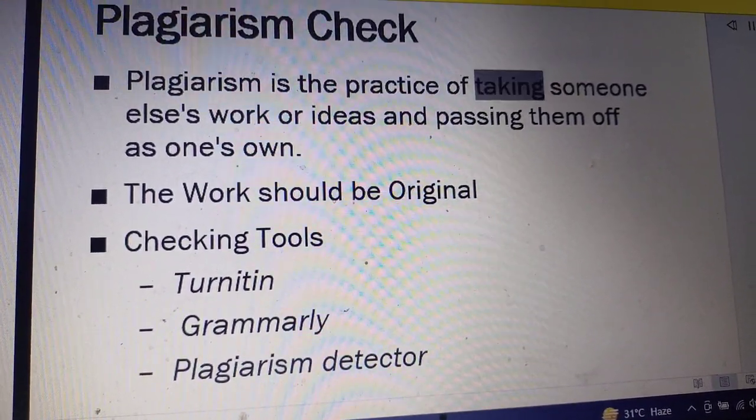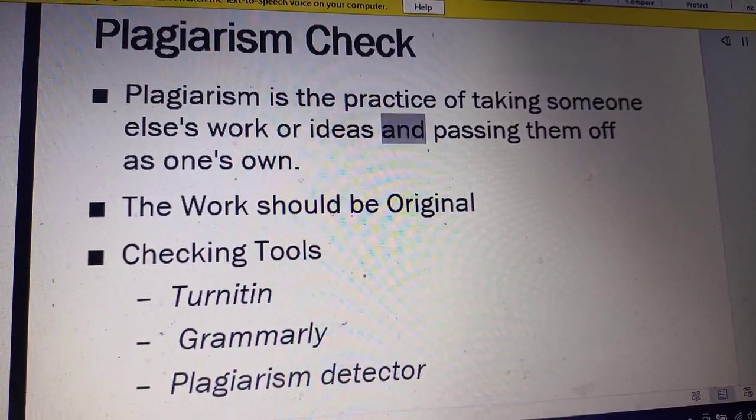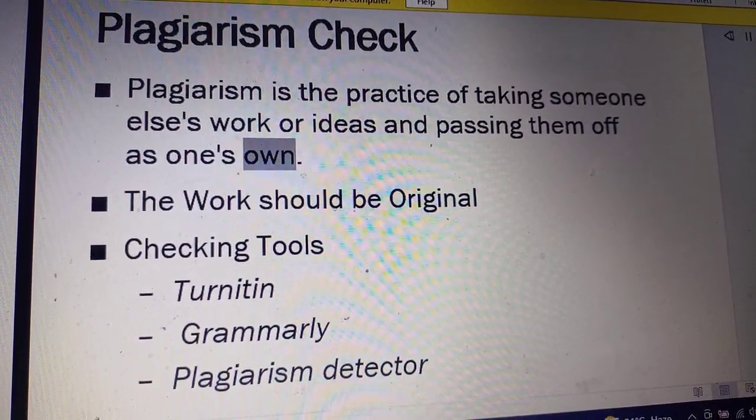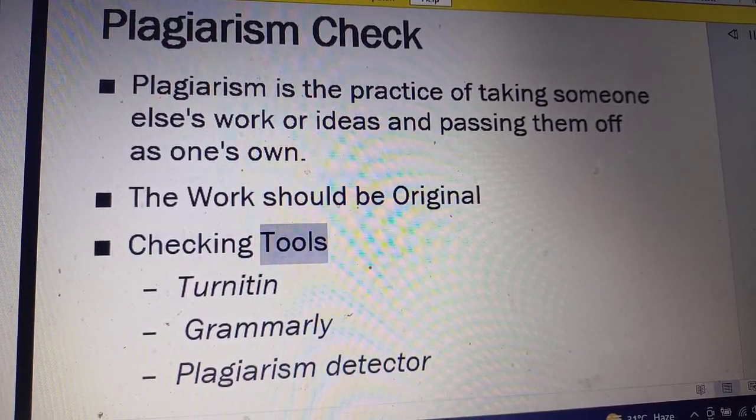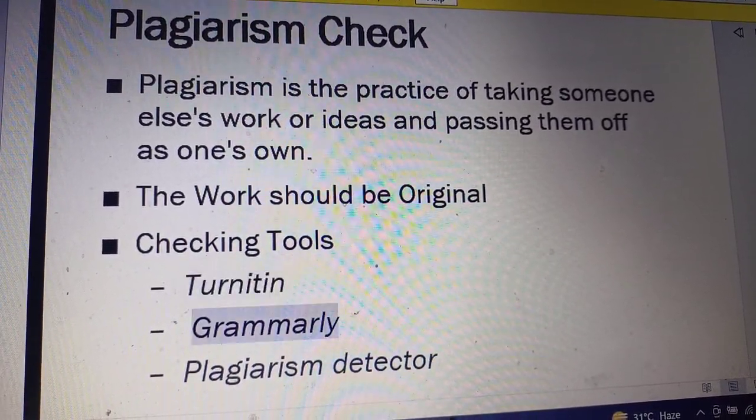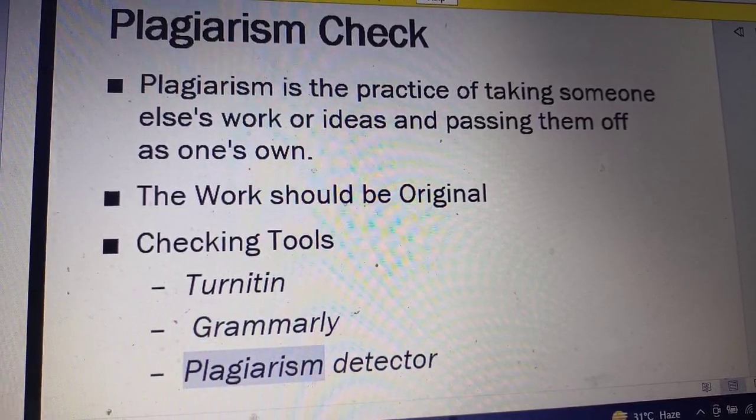Plagiarism is the practice of taking someone else's work or ideas and passing them off as one's own. The work should be original. Checking tools: Turnitin, Grammarly, plagiarism detector.